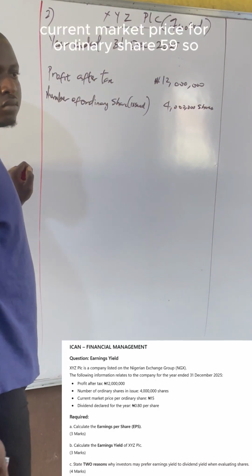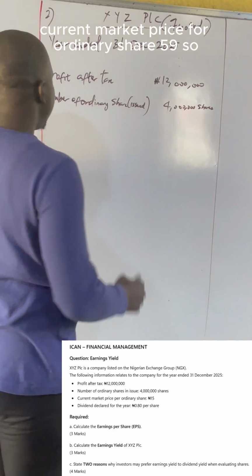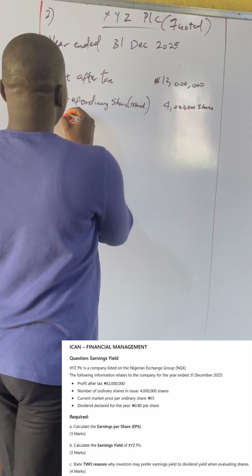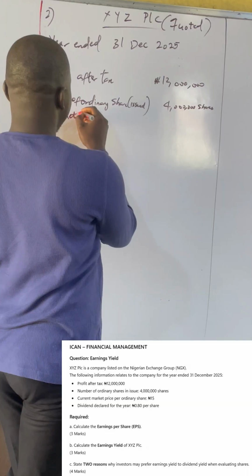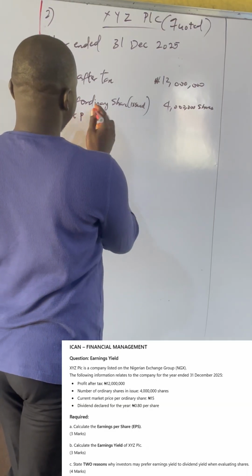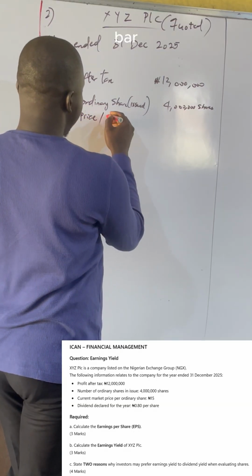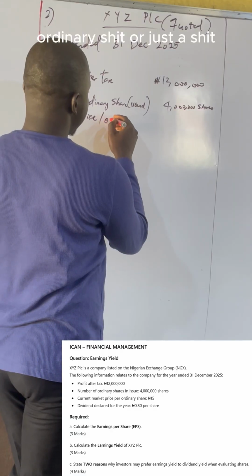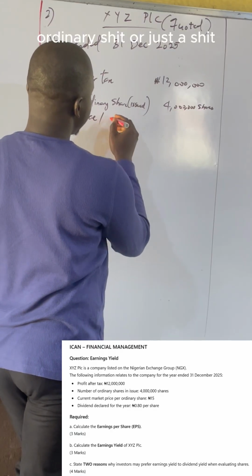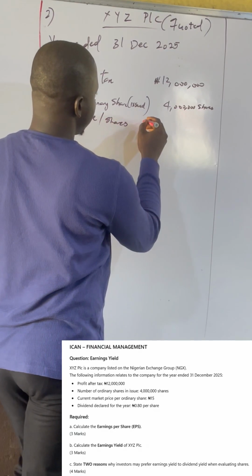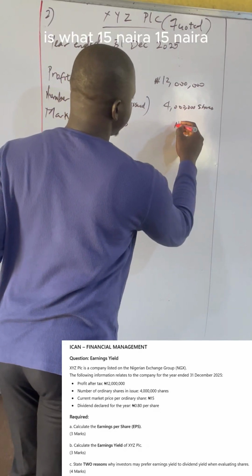Current market price per ordinary share: 15 naira. So the market price per share is what? 15 naira.